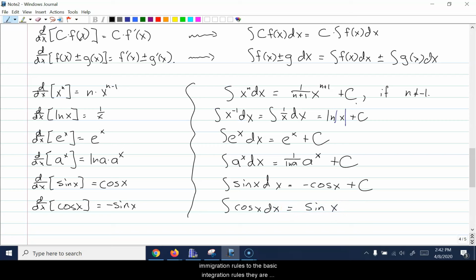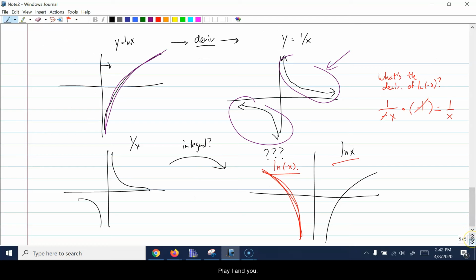These are the integration rules, the basic integration rules. They are basically the derivative rules backwards, and you mess with some constants to deal with that. Let's try this out. Say I hand you the integral of x squared minus 4x plus 9 dx.